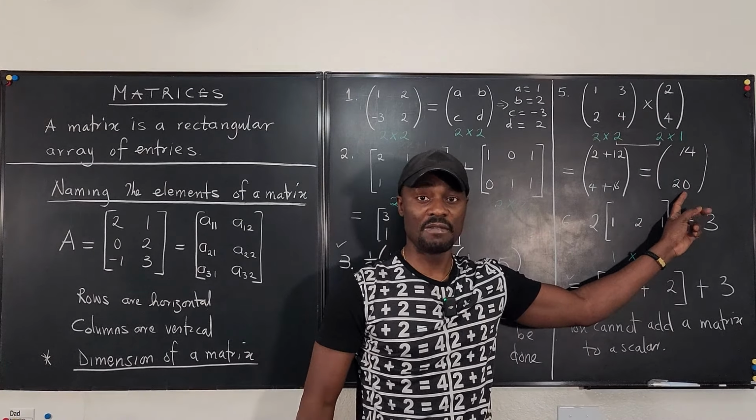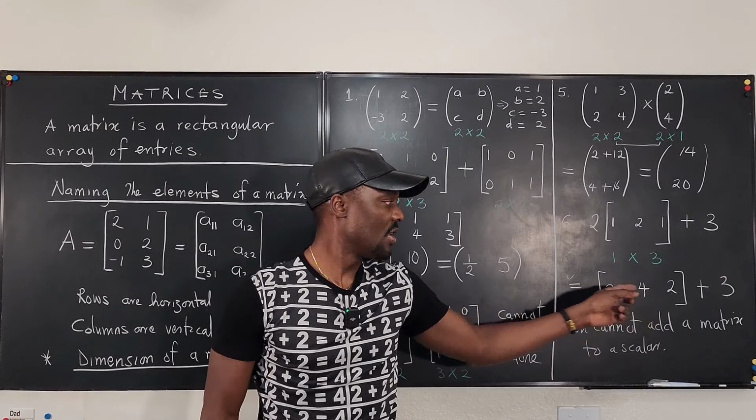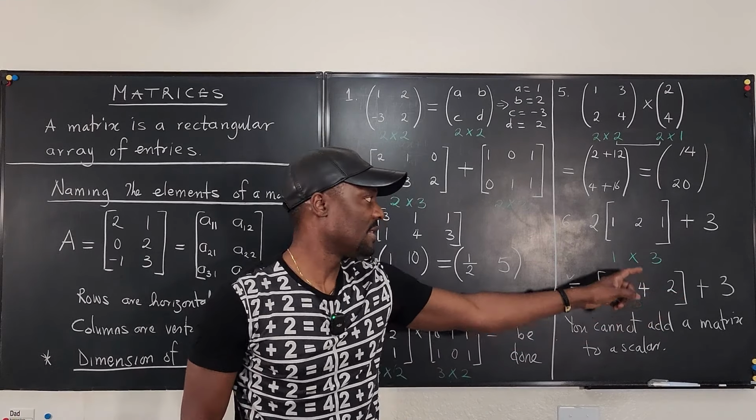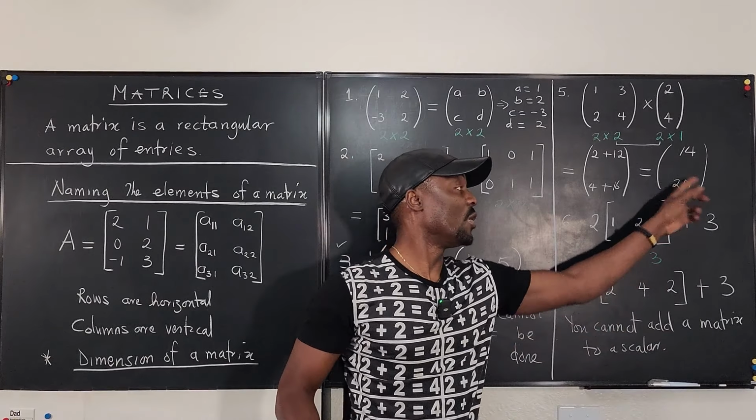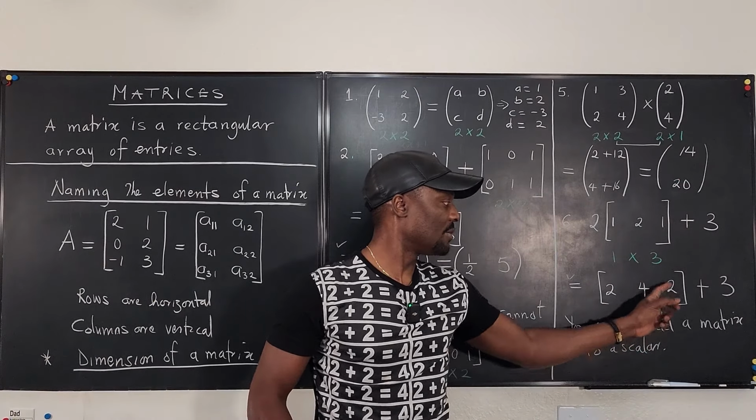So the product of these two matrices gives you a column. This is called a column matrix because there's just one column in it, 14 over 20. This is called a row matrix because there's only one row. If there's only one row, it's a row matrix. If there's only one column, it's called a column matrix, no matter how many rows or columns the other dimension has.